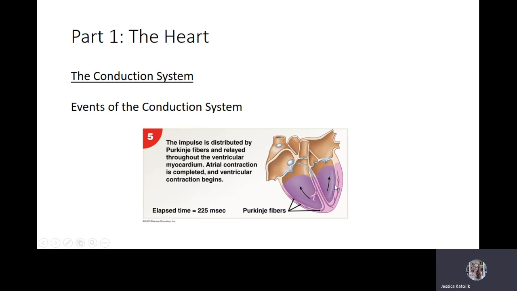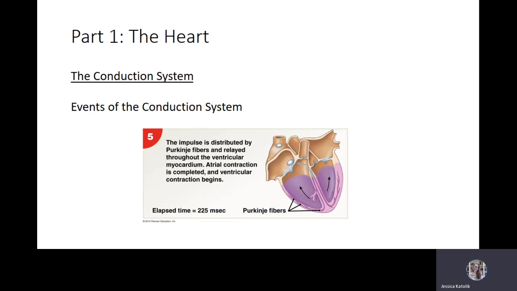So SA node, atria through the internodal pathway, AV node, AV bundle branches, Purkinje fibers, and the ventricles. And remember, there's always going to be stimulation of the cardiac muscle tissue, then contraction. They're separated from each other. That way, there's going to be a bit of a delay.